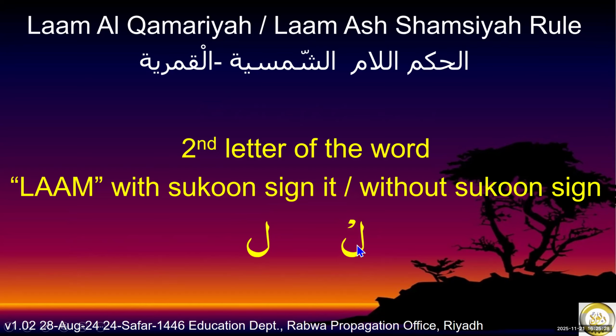You don't know the rule, you don't know the name, you don't know anything about it. Just if you see the second letter lam with half moon, that means it is a Qamariya word. In this case, when you see the moon, you have to pronounce it. If you don't see the moon, you have to keep silent. This is the second condition. What is the first condition? Hamzatul wasal. What is the second condition? Lam with the sukun sign or lam without sukun sign as the second letter.